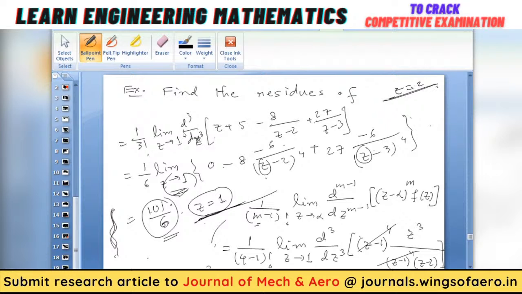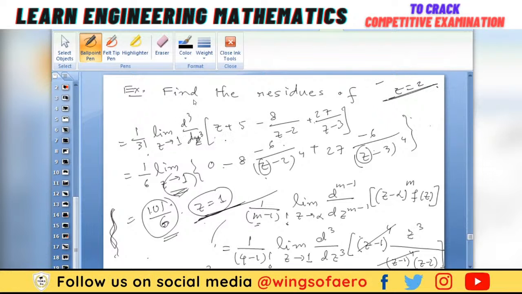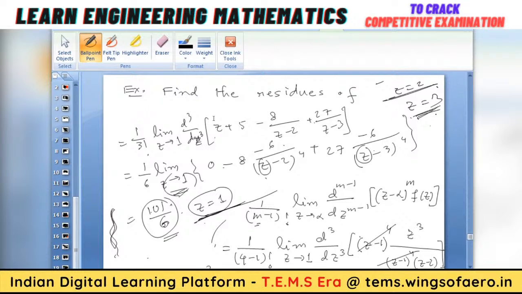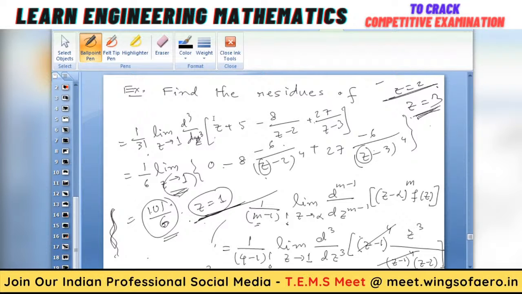So for z equal to 2, you can get another residue by applying the same theorem. For z equal to 3, you can get another residue. So, 3 residues will be there for 3 poles: for z equal to 1, for z equal to 2, and for z equal to 3.